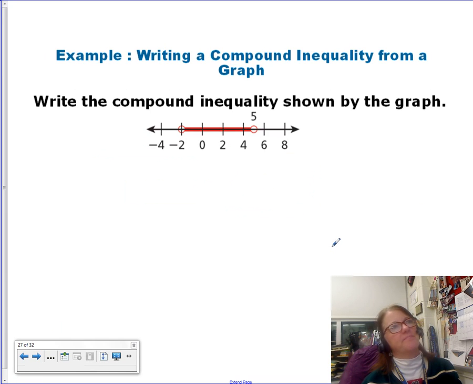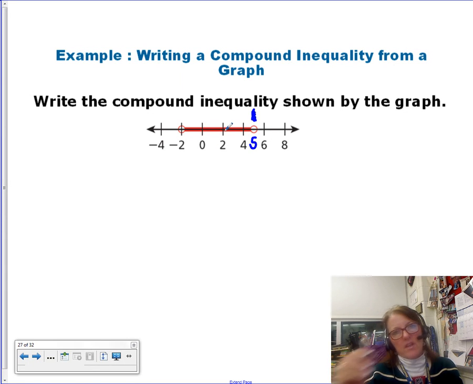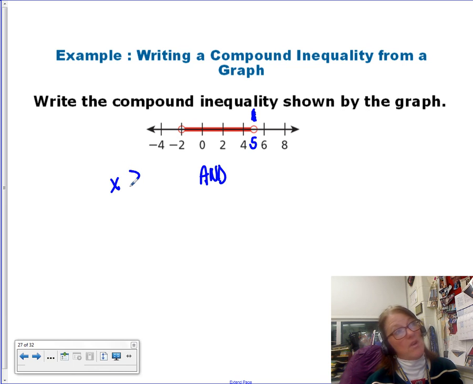How about this one? That's weird that they put the 5 there. Just put it down here the way it's intended. Okay, this I just have kind of like two endpoints and shading in the middle. That tells me that this is an and situation, okay? And I am at -2, I have values that are greater than -2, but at the same time, I have my values of x that have to be less than 5.